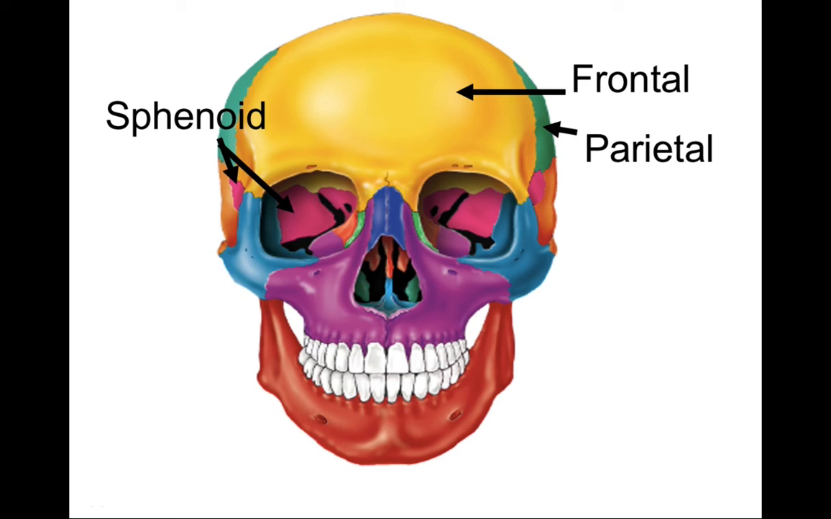Just under the parietal bones, where the temples can be found, we'll find the temporal bones. Now, the temporal bones and the parietal bones are paired bones. There's a right temporal bone and a left temporal bone as well. Our left temporal bone will be on the left side, and this will be our right temporal bone. Again, we name the temporal bone because that's where the temple can be found.